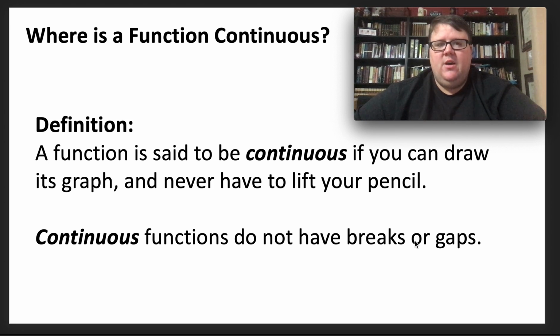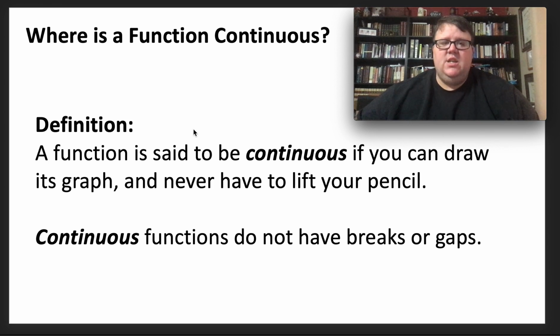We're talking about continuous functions today. This should be a review from Algebra 2 for you. So we're going to start with, where is a function continuous? That's the question that we're trying to answer here. And we're going to be talking about this from looking at a graph. By looking at the graph of a function, we should be able to tell if it's continuous or not continuous. Where is it continuous versus where is it not continuous?